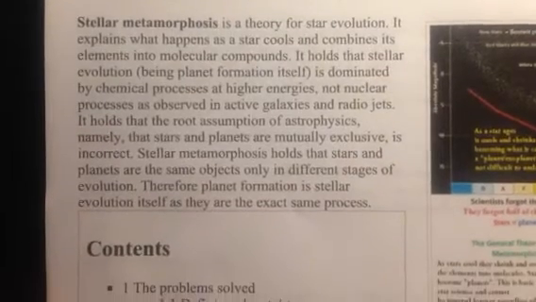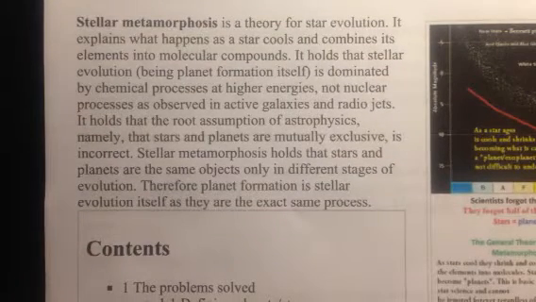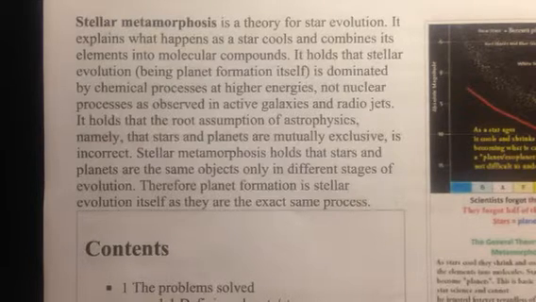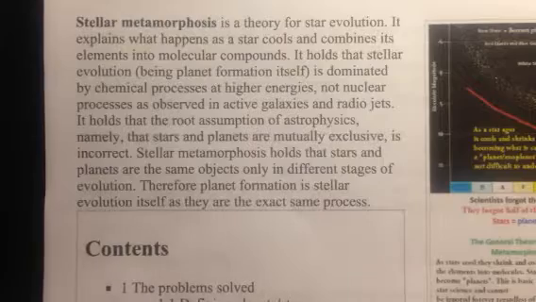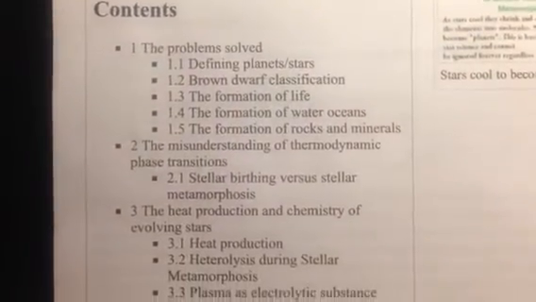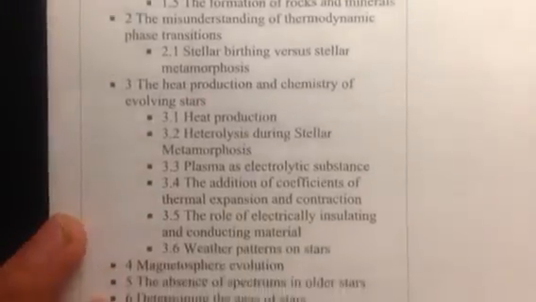It holds that the root assumption of astrophysics, namely that stars and planets are mutually exclusive, is incorrect. Stellar metamorphosis holds that stars and planets are the same objects, only in different stages of evolution. Therefore, planet formation is stellar evolution, as they are the exact same process. And here, they had actually even made a contents out of it. That's really, really cool.